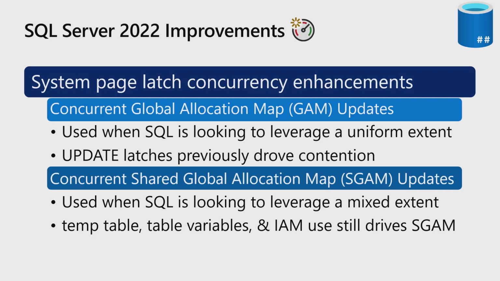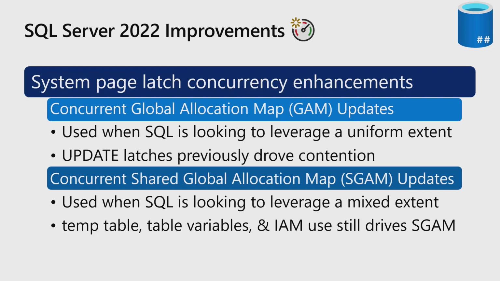And we also use the shared global allocation map when we have to address the index allocation map page for the creation of indexes. So with these improvements, we allow concurrent updates to the GAM and SGAM under a shared latch rather than using the update latch. So this will allow parallel threads to be able to modify the global allocation map page.